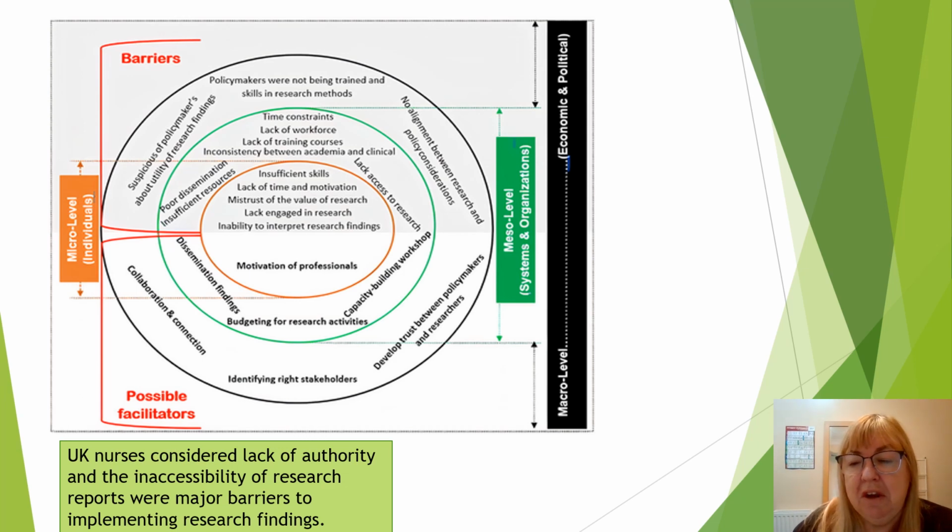So there could be some sort of disagreement between research and policy considerations. They want to write a policy in this direction because it suits them politically, but the research doesn't back them up. So that would be a barrier to them using the research, and they'd probably go ahead and write their policy anyway. Within the green circle, this is more at an operational level.